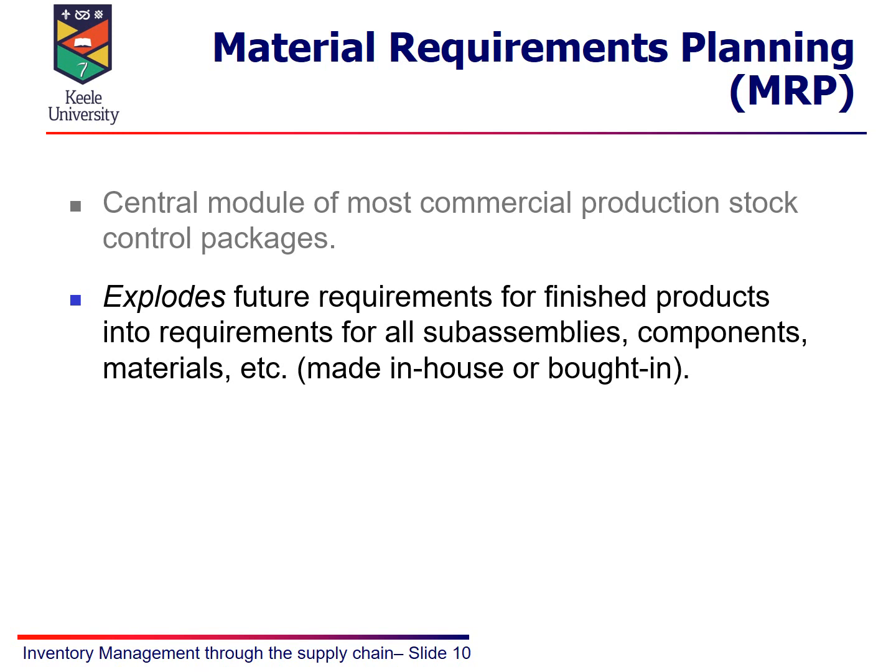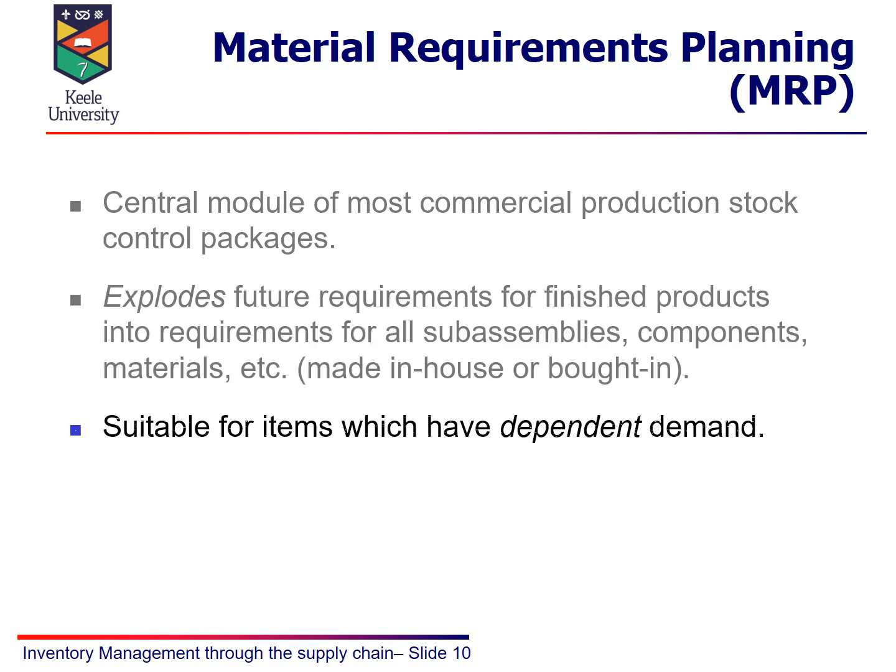So if you want to make, I don't know, 200 tables in your factory, you're a furniture manufacturer, and you want to make 200 tables in one month's time, what it does essentially is that it breaks down the table into all the sub-assemblies and components and looks at what your total requirements are for those items. So it's almost like the ingredients list.